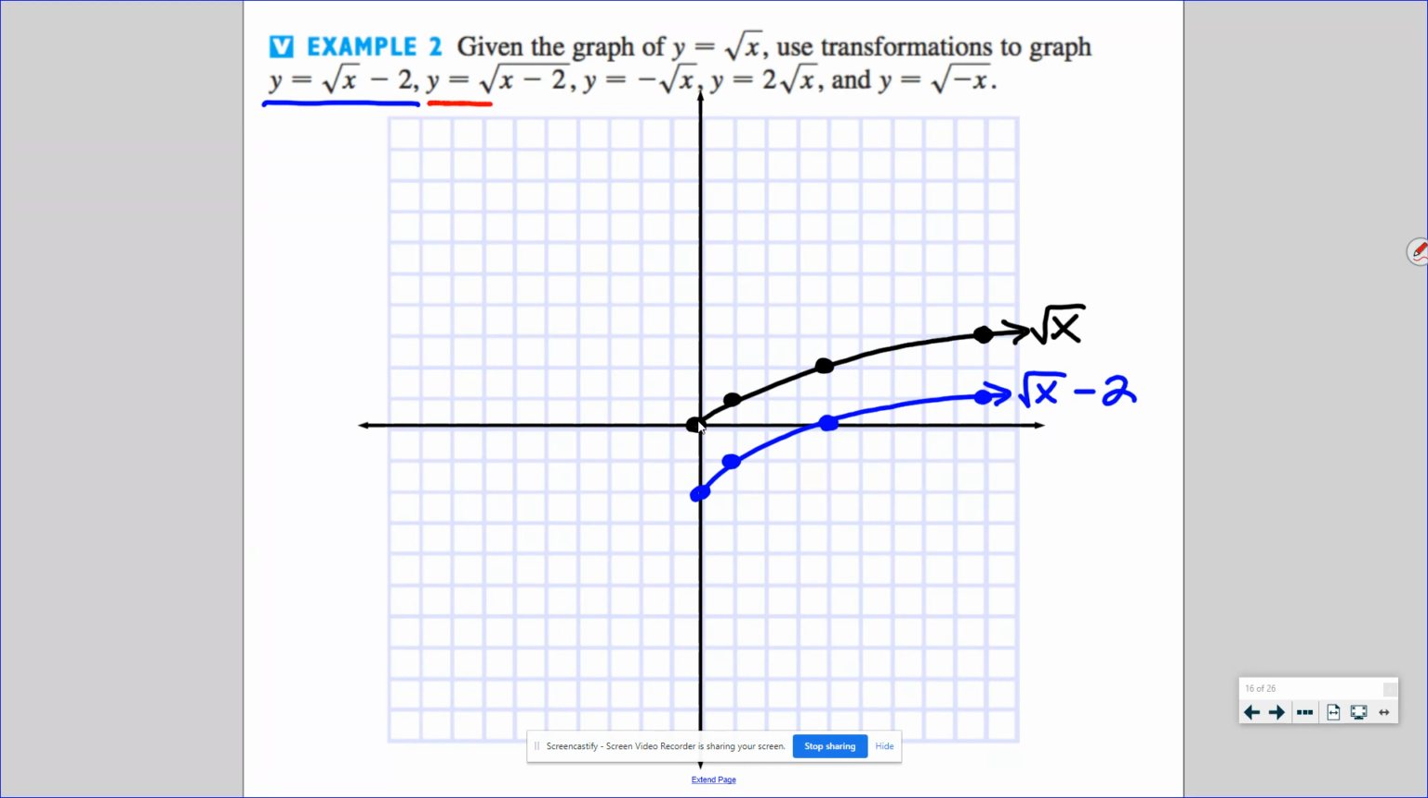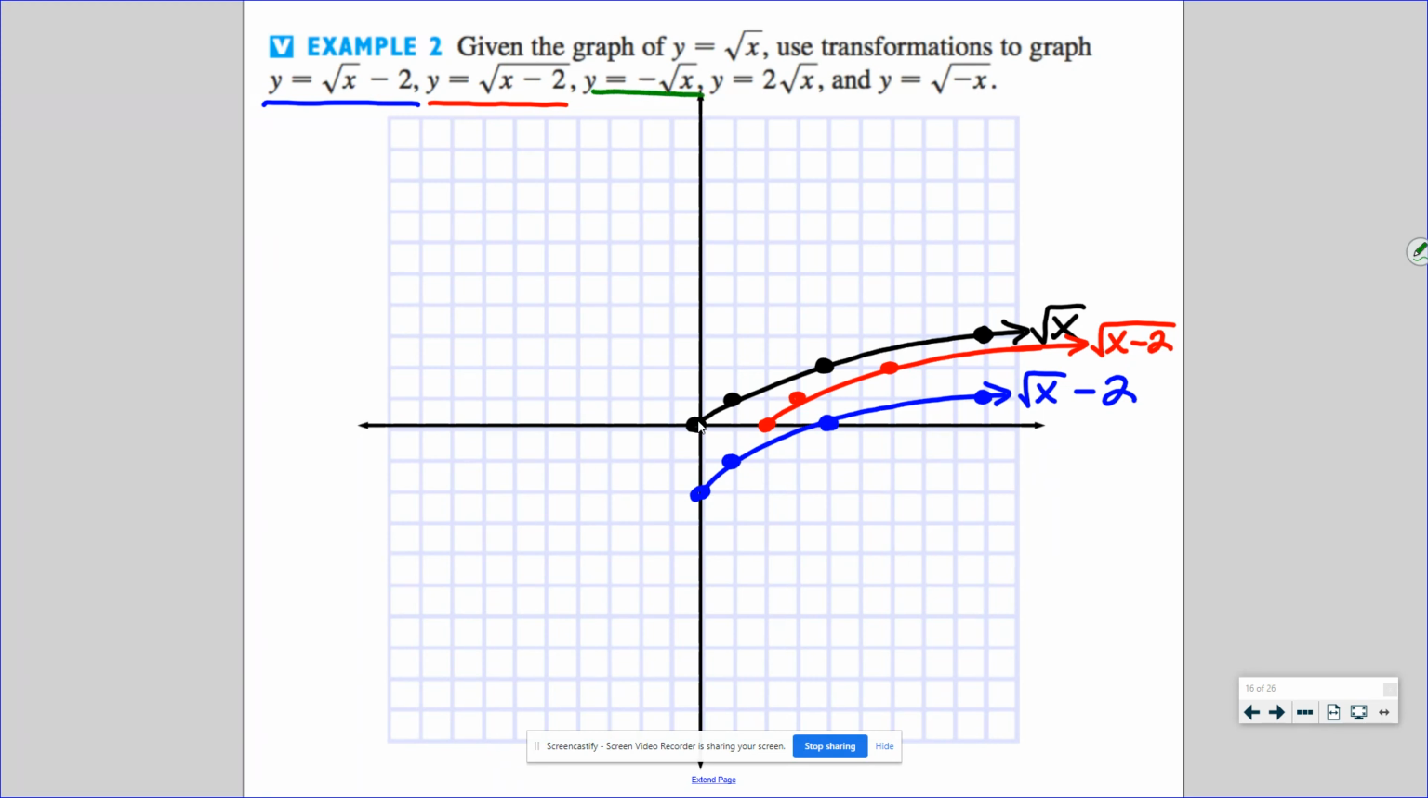Okay, now when the minus 2 goes inside of the radical sign, that now becomes a right movement. Instead of up or down, it makes it right or left. Minus moves functions to the right 2 units. So we need to move each of these dots to the right 2 times. That one would be off the graph. So this would be radical x minus 2 with all of it underneath the square root symbol. Okay?